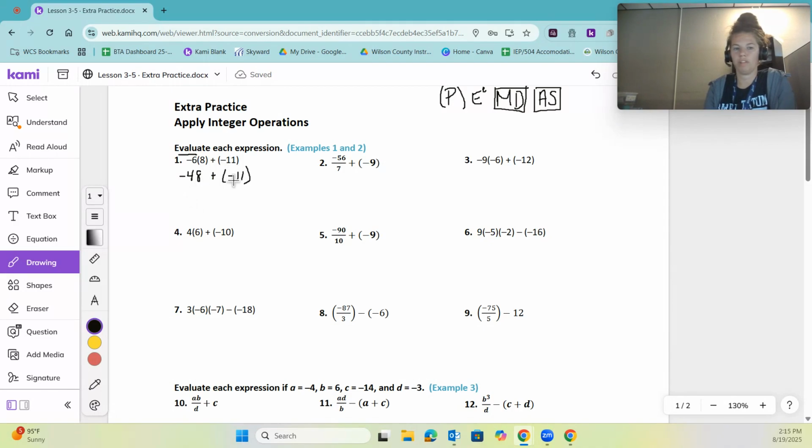Then this is addition, so we follow our addition rules, same signs, so we add and we keep the sign. So it's going to be -59 is our solution there. Okay, this next one, it's -56 divided by 7. So a negative divided by a positive is going to be negative, and we get -8 plus -9. Again, same signs, we add, and we get -17. We keep our sign there. So -17 is our solution there.